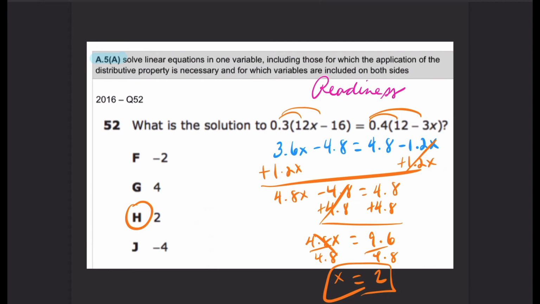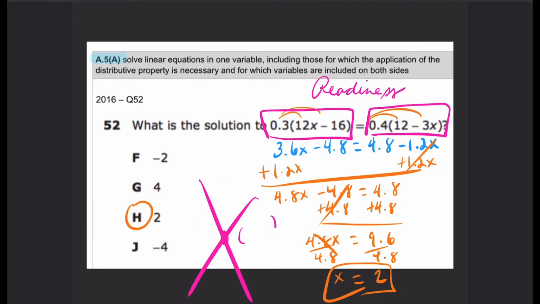So now I'm going to check this on the calculator. I am going to graph the left side. I am going to graph the right side. I'm going to find the point of intersection between the two lines. After I do, the x value will be my solution.